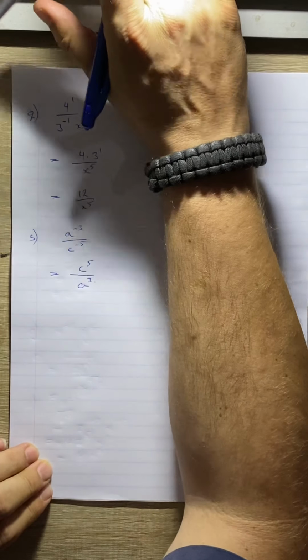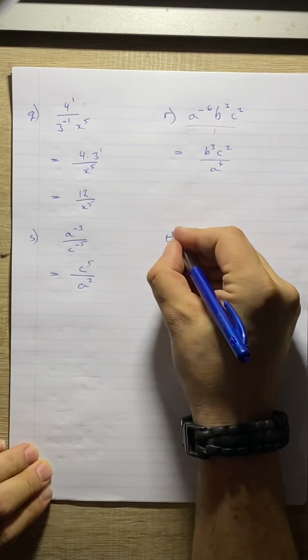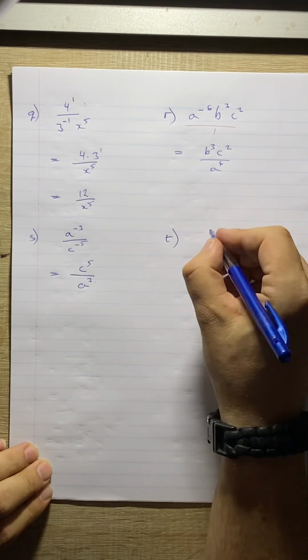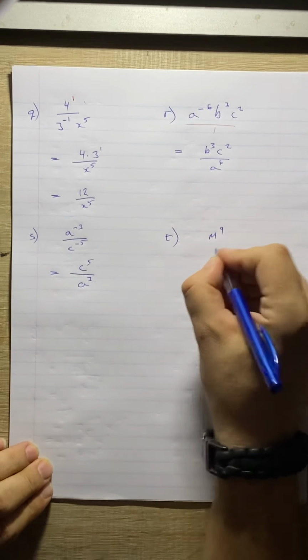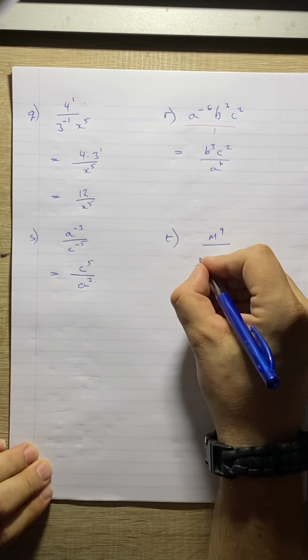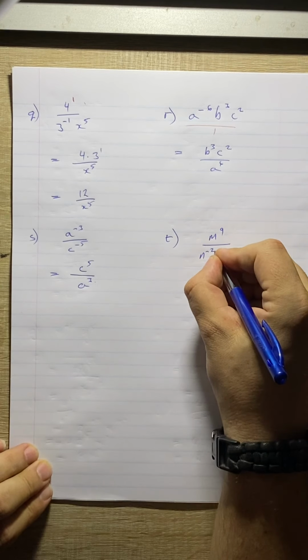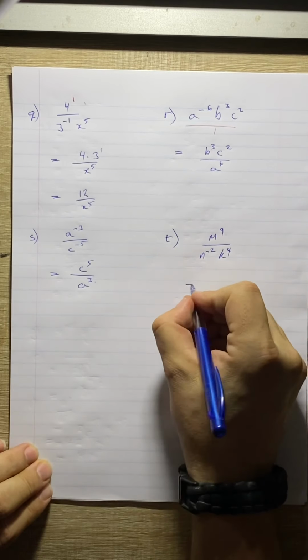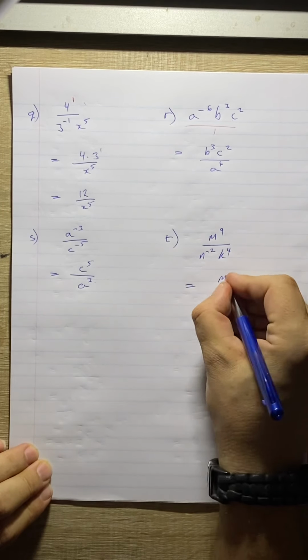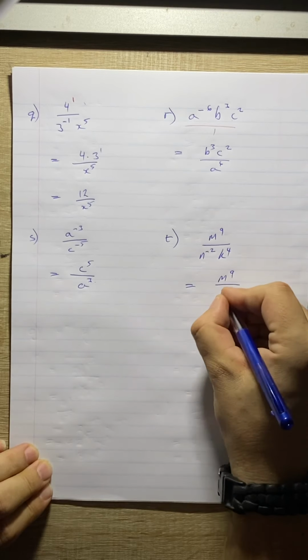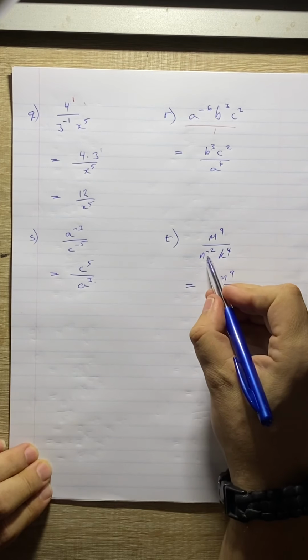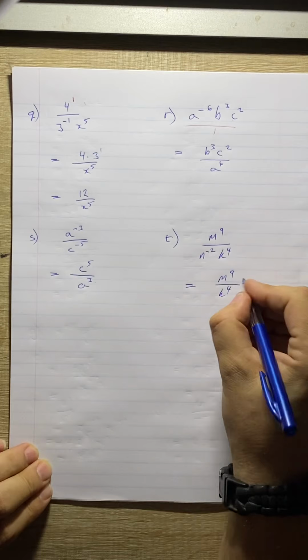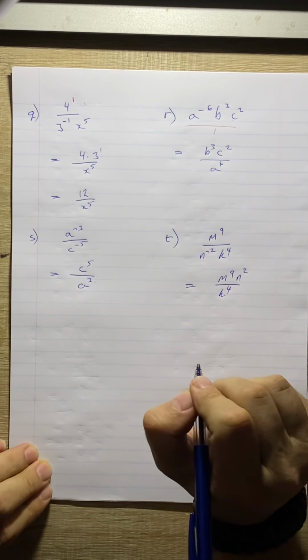Right, we're almost done, guys. ST. Okay, so we've got m to the 9 over n to the minus 2, k to the 4. Okay, leave things where they are with the positive exponents. So m to the 9 over k to the 4. This one is not happy, wants to be at the top, so it becomes n squared.